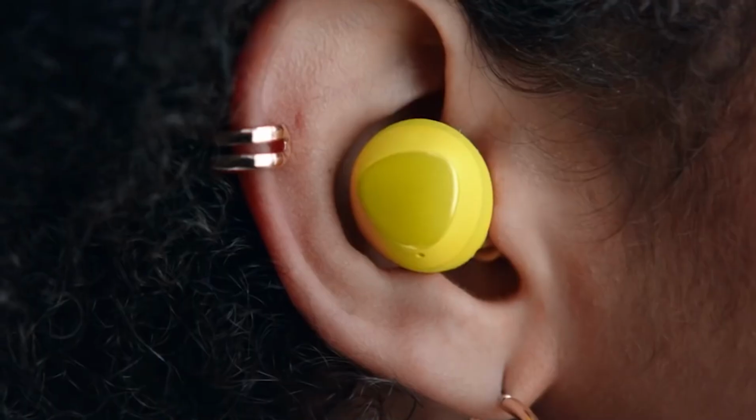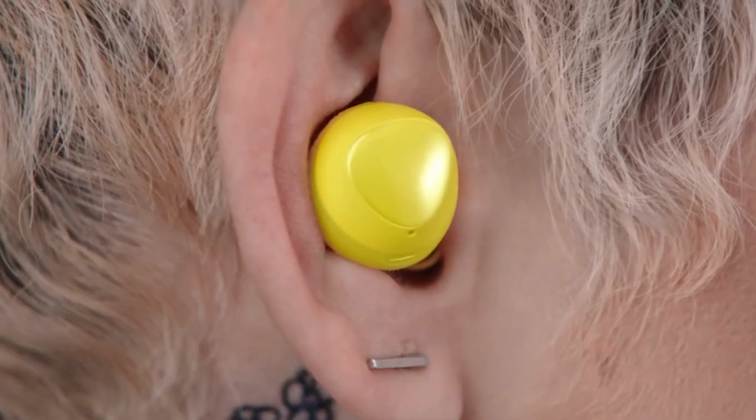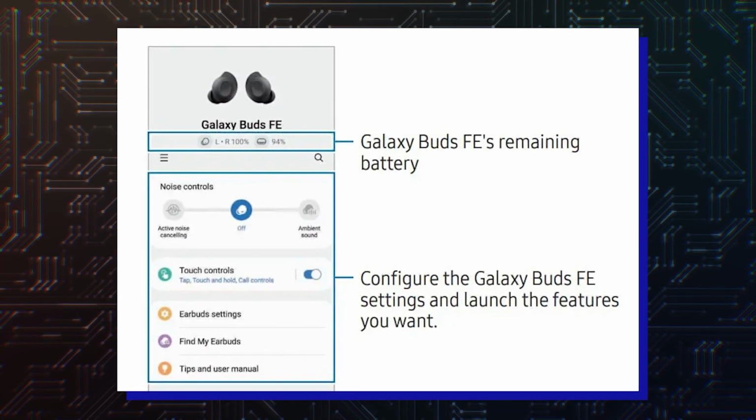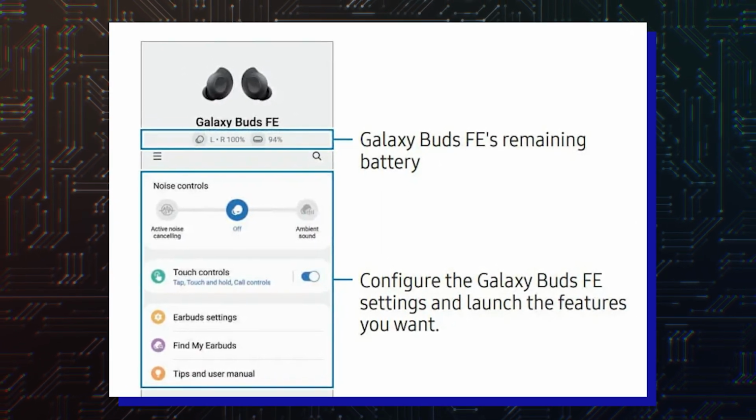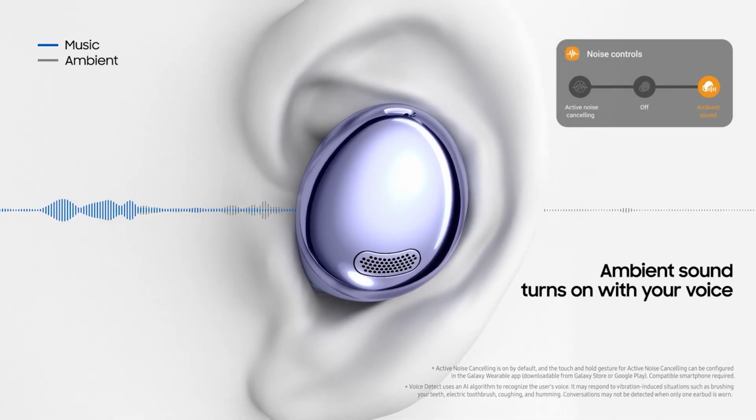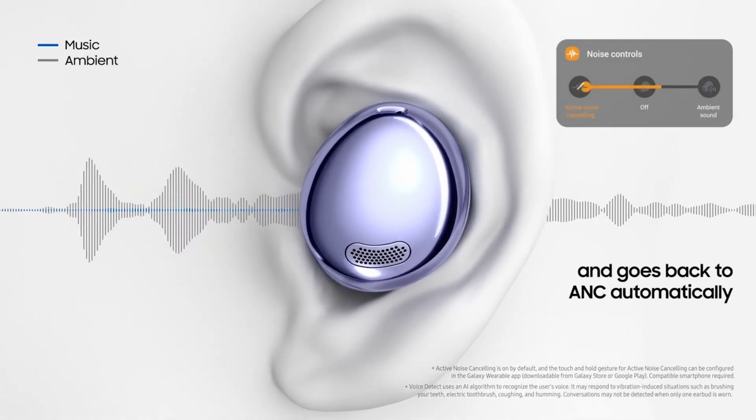The original Galaxy Buds and Buds Plus lacked active noise cancellation, but the leaked user manual suggests that the Buds FE will benefit from both ANC and ambient sound. Time will tell, guys. Anyway, we'll keep you updated.